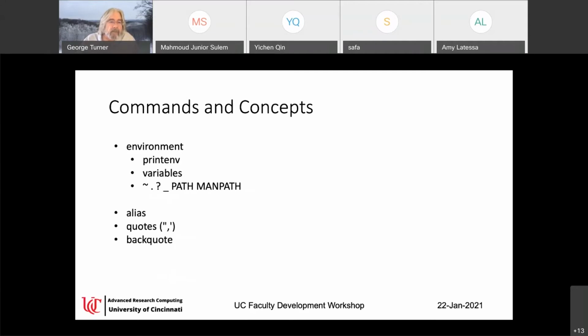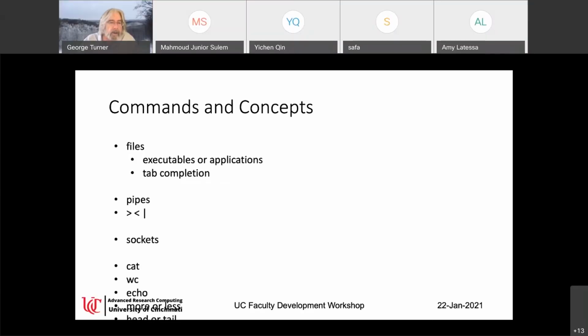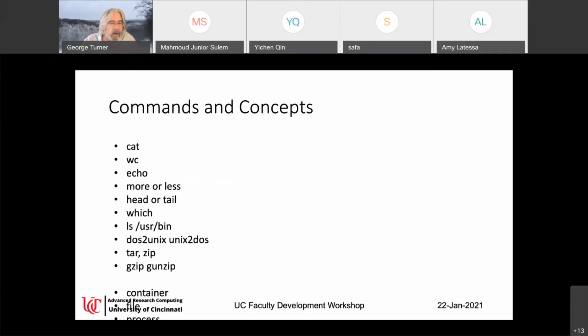Environment, this is very important, so pay attention when I get to that. There are 2 different types of quotes. A back quote is even a third thing that's totally different. File systems, I'll talk briefly about that. Pipes are important. We'll talk about that. I've mentioned cat, echo. Most of these I've already done. A couple in case I forget and lose my train of thought.